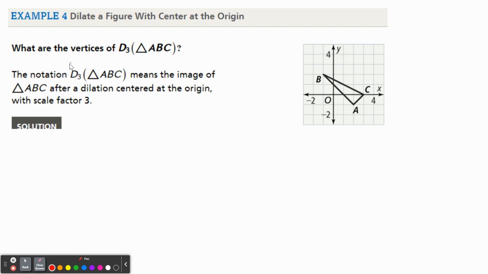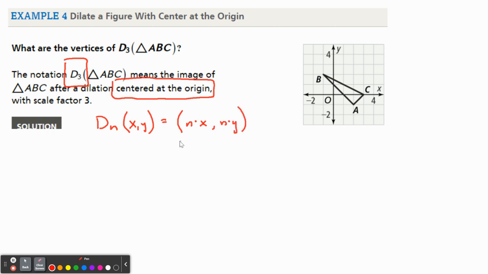So again, this is a big deal. When you just see the number next to the capital D, that means the center of dilation is the origin, okay? Which makes this problem very simple. Here's the process. When you do a dilation by a scale factor of n on any ordered pair (x, y), and the center of dilation is the origin, you are simply going to take that scale factor and multiply it with the coordinates. And that will give you the new image. So again, this is what you need to remember for a dilation about the origin.